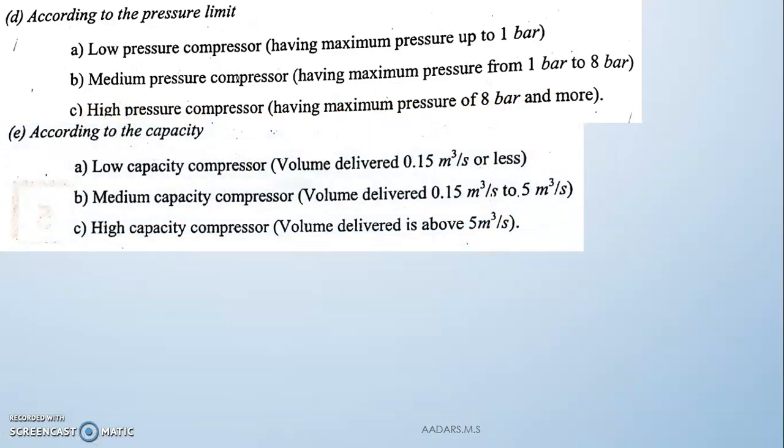According to the capacity of air the compressor is dealing with, we call it a low capacity compressor, medium capacity compressor, or high capacity compressor. Just note the value of 0.15 meter cube per second. If the compressor is delivering up to 0.15 meter cube per second, we call it a low capacity compressor. If it is more than 0.15 meter cube and up to 5 meter cube, we call it a medium capacity compressor, and if it is delivering more than 5 meter cube per second, we call it a high capacity compressor.